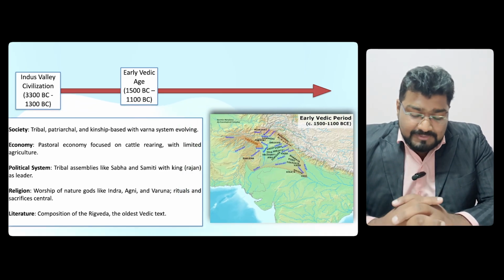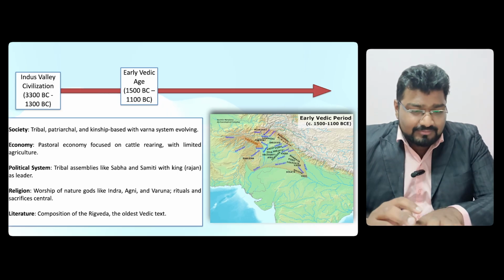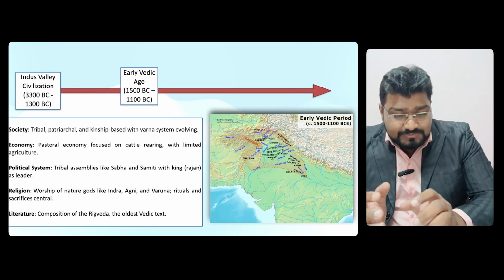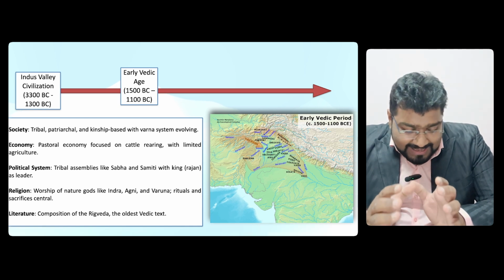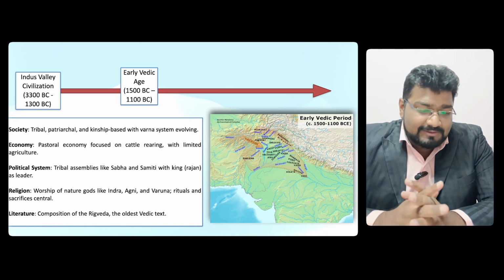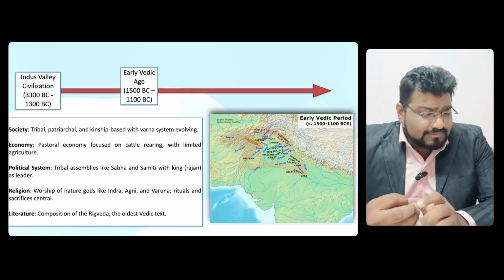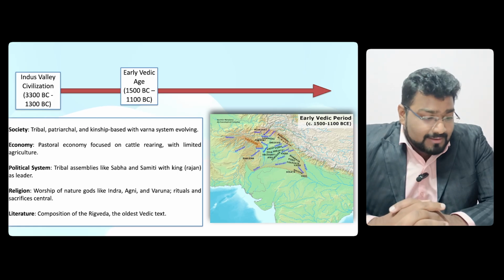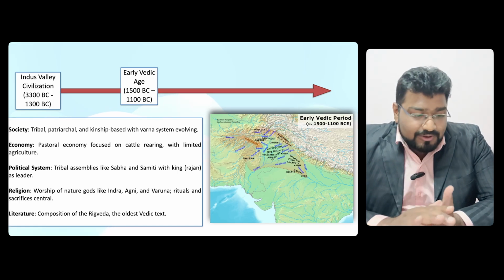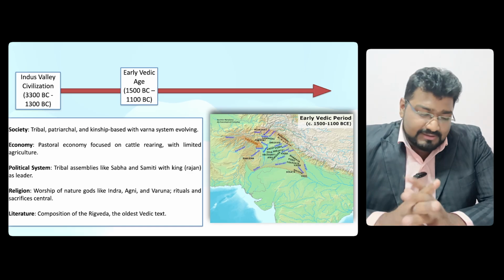Now, nomadic tribes from the northwest region settled along the Saraswati and Ganga plains, forming small kingdoms and clans. Right. So this is how the regional spread of the Early Vedic period looked. Society was tribal, patriarchal, and kinship based. The Varna system started evolving. Economy: you can see that a pastoral economy was there, particularly focusing on cattle rearing, with limited agriculture.